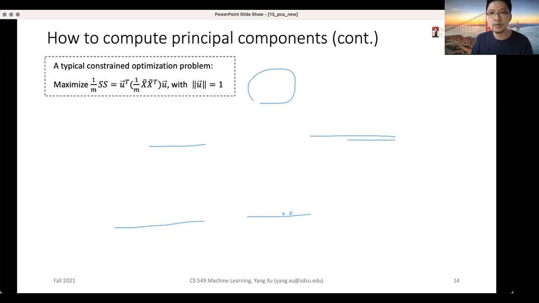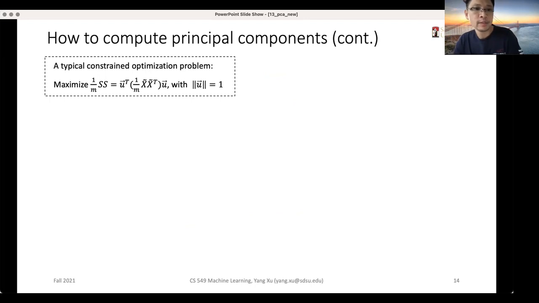All right. So let's describe the problem in the form of an optimization problem. We want to maximize 1 over m times the sum of squares, which is this matrix multiplication form, with the constraint in equation form. Remember that a constraint in equation form is basically good news for us, because it's not an inequality. If it's an inequality, then we have to use the Lagrangian duality problem. But for the equation problem, we can simply solve it with the Lagrangian multiplier method.